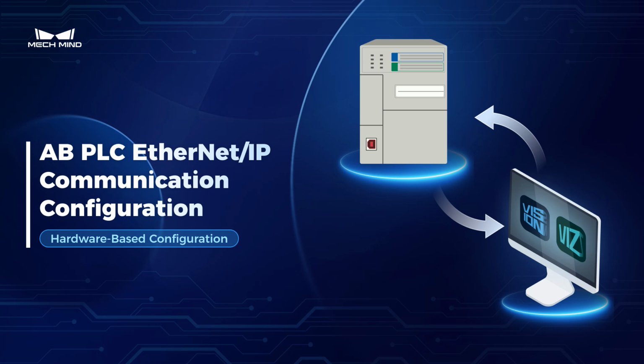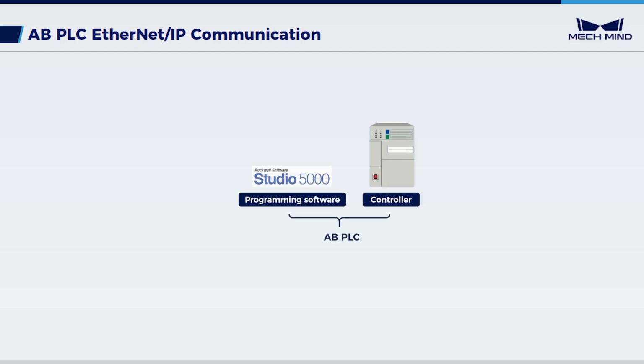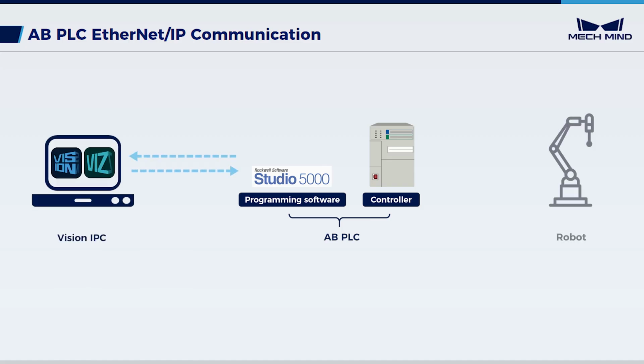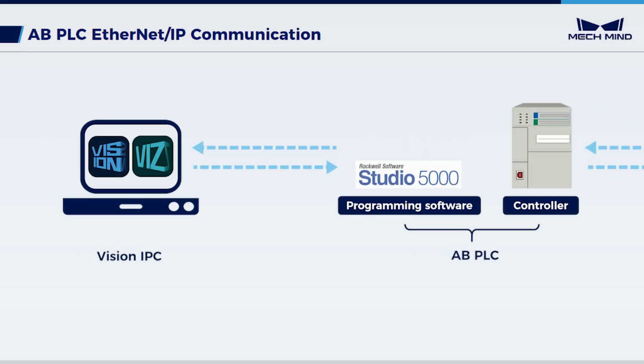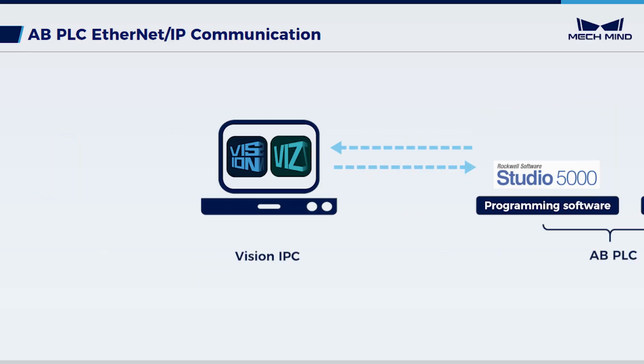This video explains how to configure Ethernet IP communication between an Allen Bradley PLC and Mech-Mind vision system so the PLC can coordinate vision-guided robot picking operations. Our focus is on the communication setup and communication test.